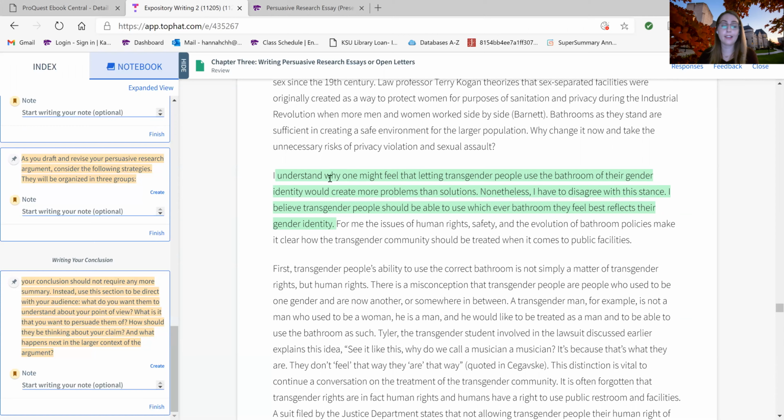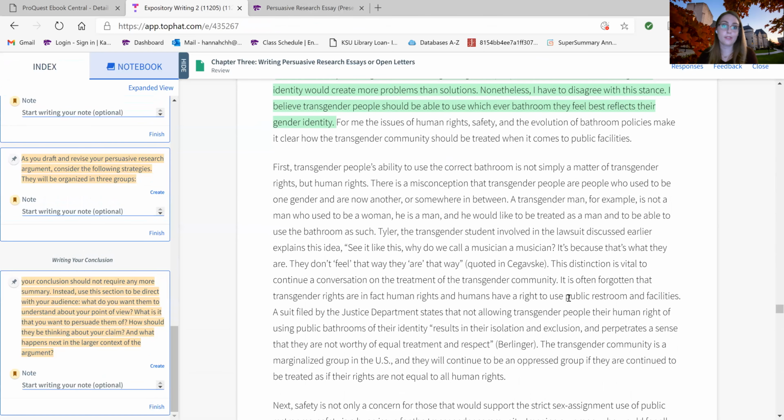So the writer states, "I understand why one might feel that letting transgender people use the bathroom of their gender identity would create more problems than solutions. Nonetheless, I have to disagree with this stance. I believe transgender people should be able to use whichever bathroom they feel best reflects their gender identity." So after they present this common ground paragraph where they acknowledge the resistant audience's views, they present their thesis, and move on to presenting their main claims in support of their own stance.